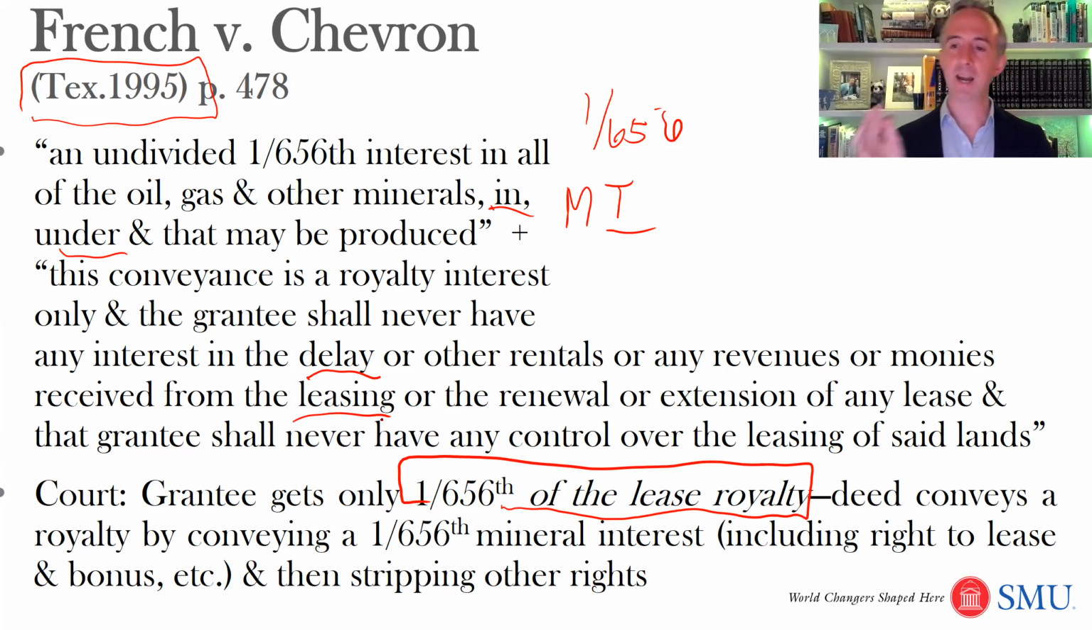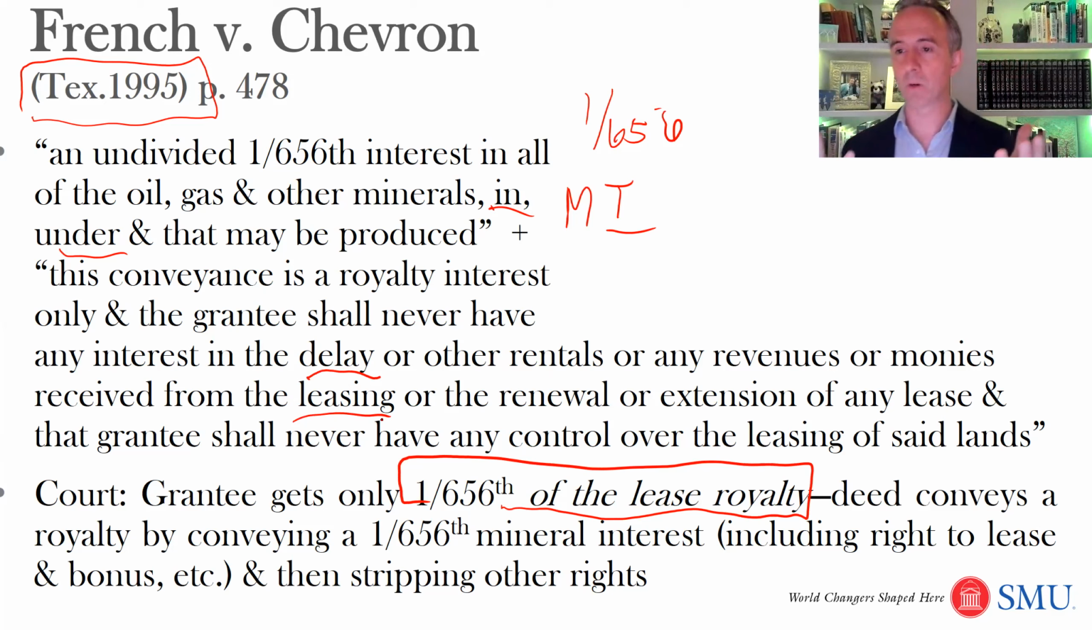And so basically it made a royalty by first giving you the 1/656 share of the lease royalty of all the revenues that the lessor landowner would receive. And then it took away all the extra things that you get with a mineral interest, like a share of the delay rentals, like a share in the right to lease it.